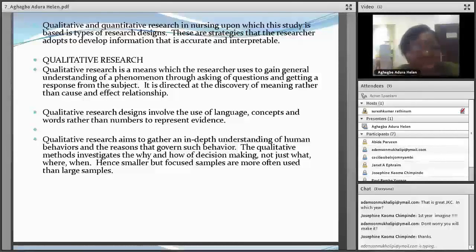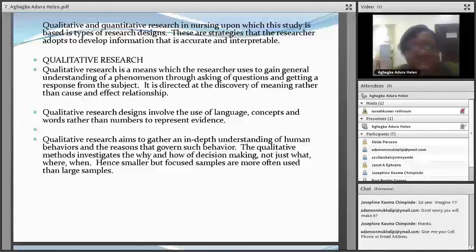Qualitative research. Qualitative research is a means which the researcher uses to gain general understanding of a phenomenon through asking of questions and getting a response from the subject. It is directed at the discovery of meanings rather than cause and effect relationship.